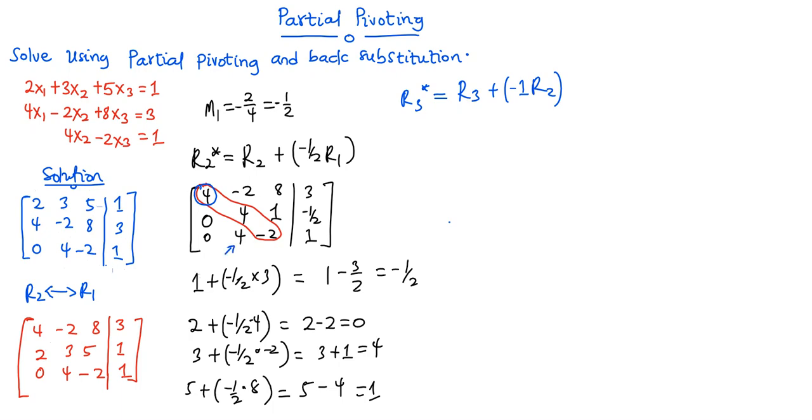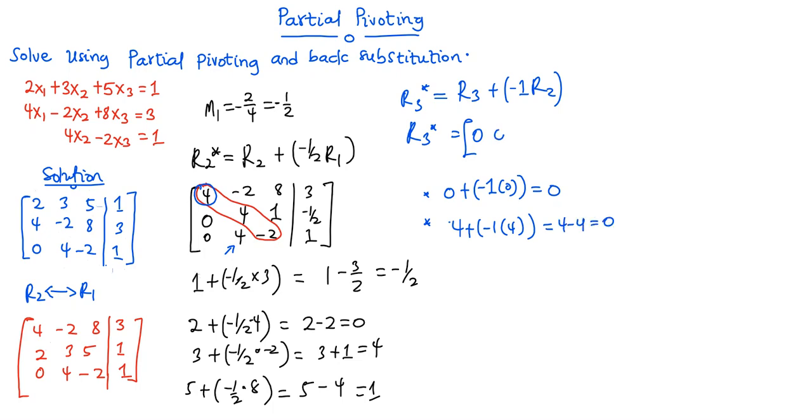Alright, so let's look at the entries. For the first one, you are going to have 0 plus minus 1 multiplying the first entry in row 2, which is also 0, right? So you get 0 here. For the second one, you are going to have 4 plus minus 1 multiplying 4, which is the second entry in row 2. This gives us 4 minus 4, which is equal to 0. So you have 0 here.